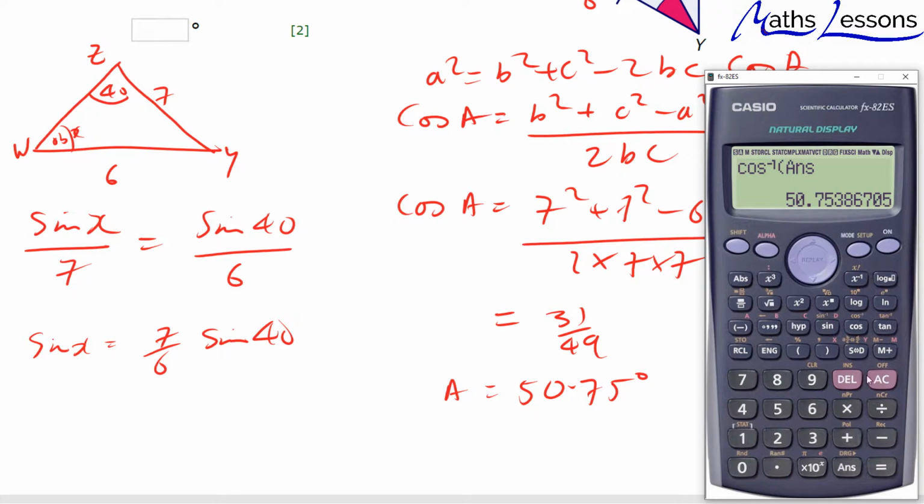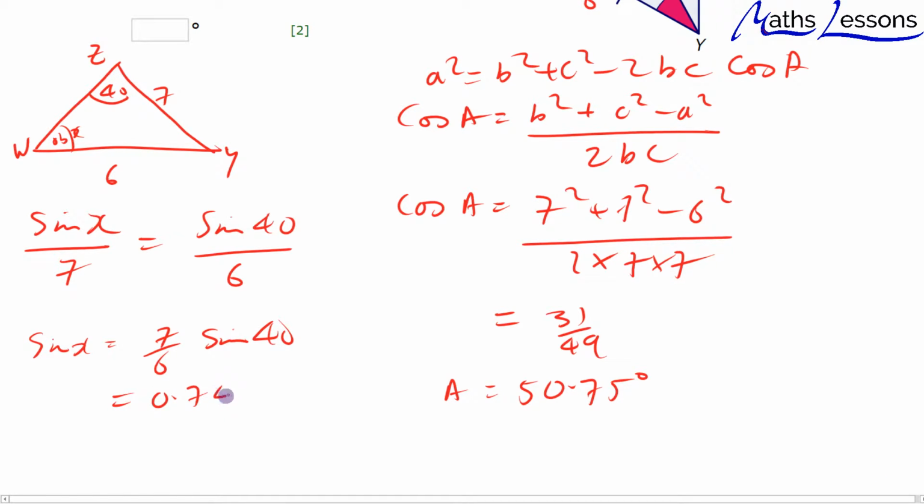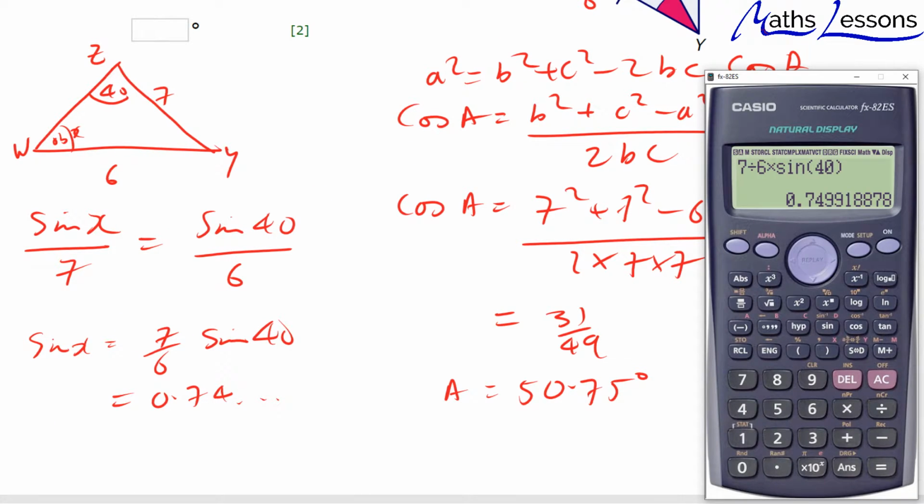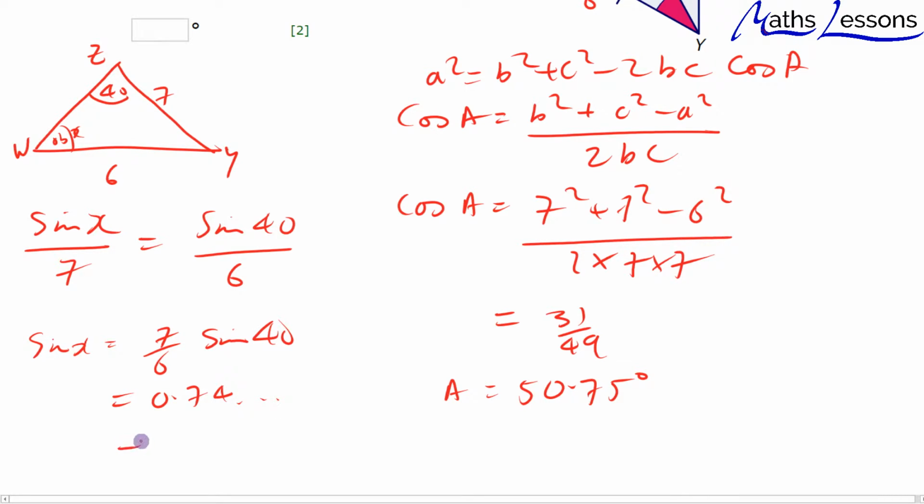Get our calculator, clear that. So 7 divided by 6 times that by sine of 40, and I get 0.74 for sine of x. So to find x, I do inverse sine of that. So if I do shift sine of the answer, I get 48.5 degrees. Now, that is not obtuse. Obtuse is an angle between 90 and 180, and we know that this is obtuse.